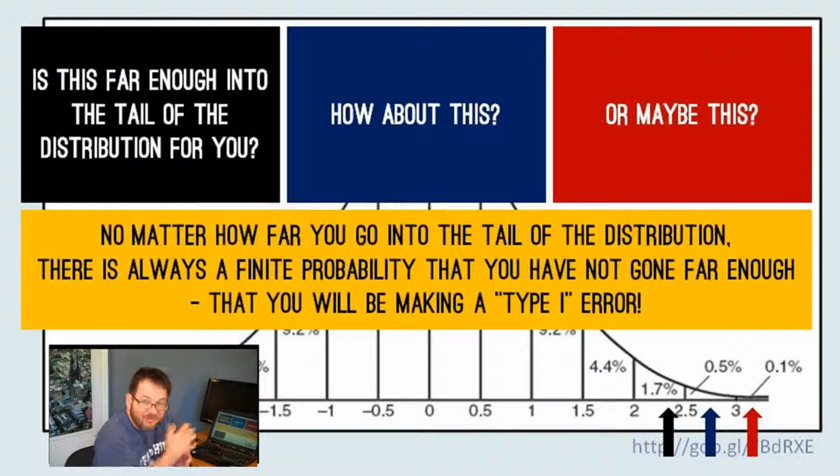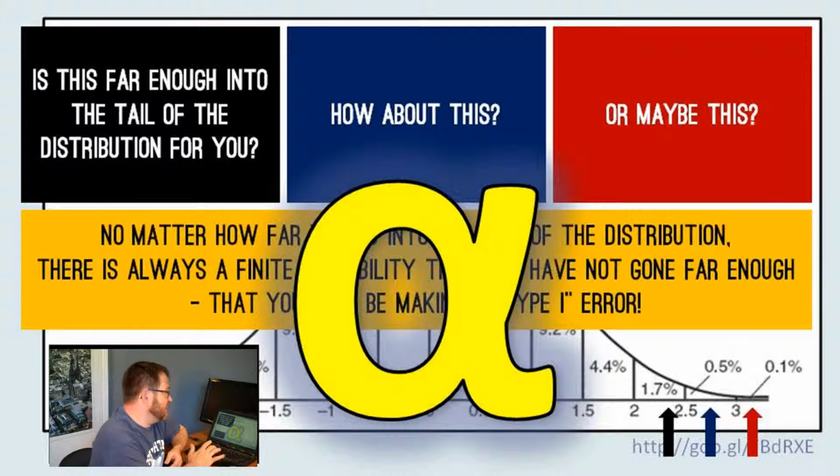Well, it turns out, no matter how far you go out into the tail of the distribution, there's always a finite probability that you've not gone far enough and that this result happened just by bad luck in your experiment. You just happened to choose the 10 tallest students at Creighton, just by dumb luck, or you happen to get the 10 shortest students at UNO. It's just dumb luck. Well, guess what? You've made a type 1 error. You've rejected the null hypothesis when you shouldn't have. That's a type 1 error, and it's going to occur with a probability of alpha.